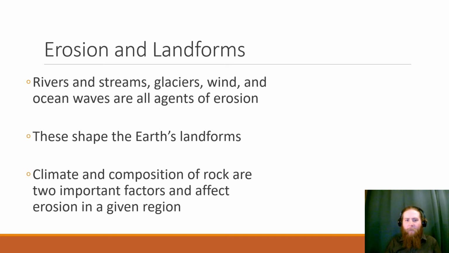The two important things that affect the erosion in a given region are the climate and the composition of the rock that is present. Softer rocks are going to be eroded and carried away faster than harder ones, and areas with more climate are going to have more erosion than areas with less.